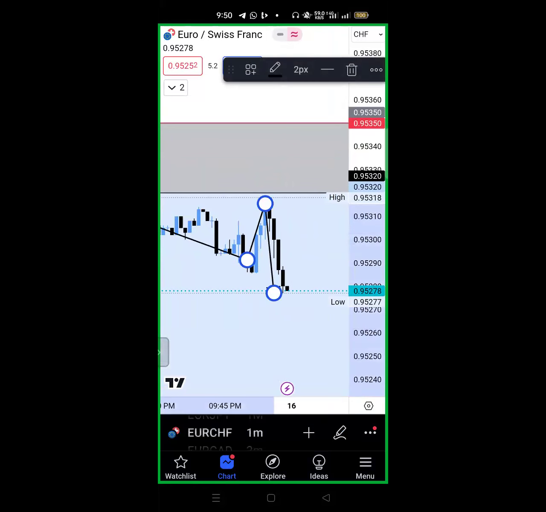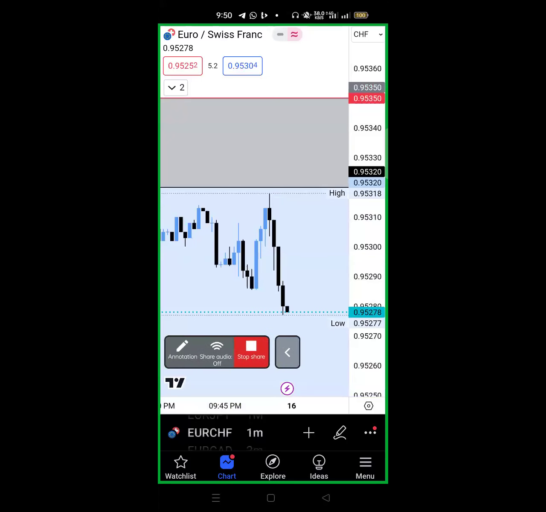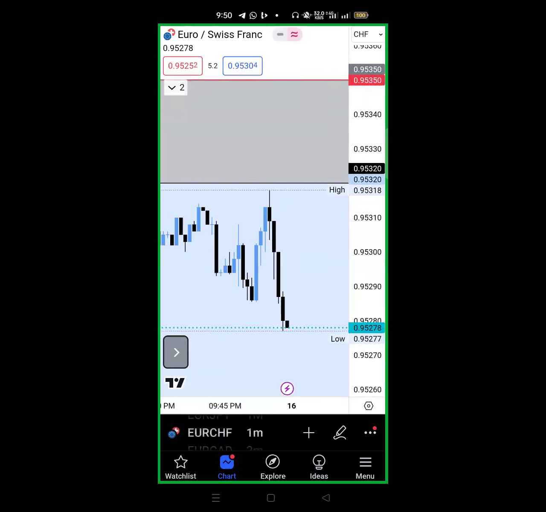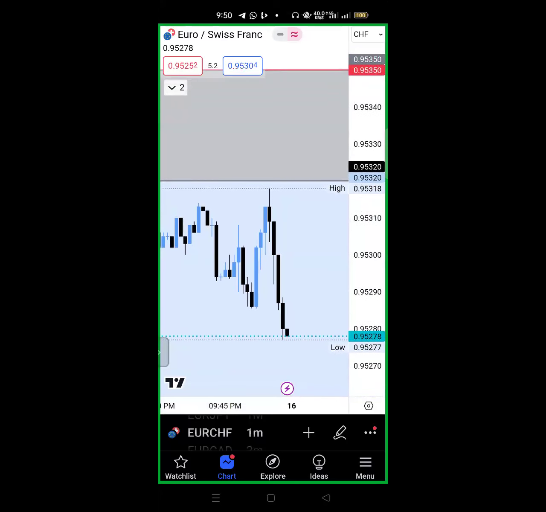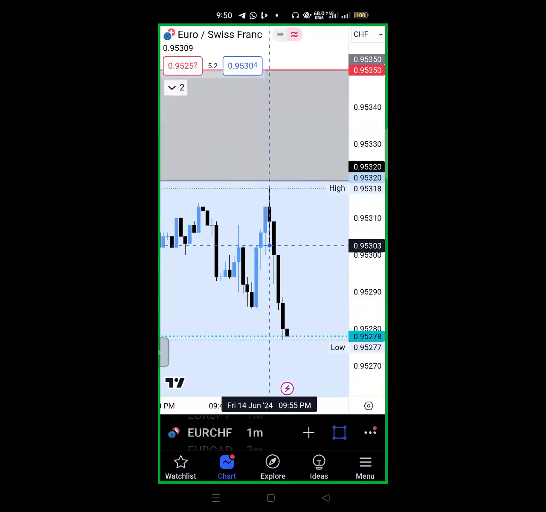What did I say you should look out for after the change of character? Fair value gap, within the last line that broke the character. Within this line here, can you see any fair value gap based on what you have studied? Yes. Let's look at them. You have a fair value gap here because you count three candles: the first, the second, and the third. Between the first candle and the third candle, there's a gap.